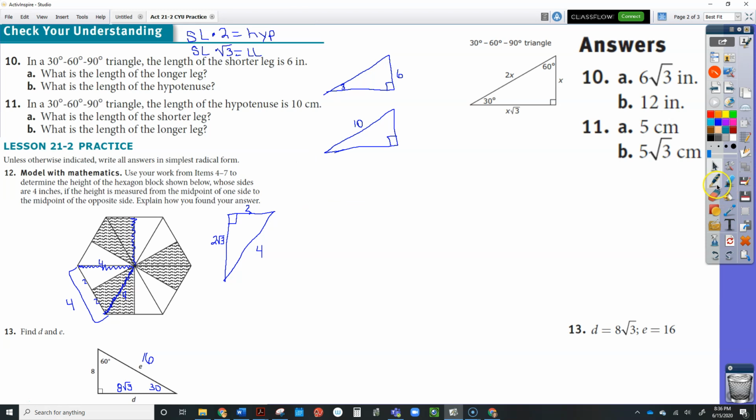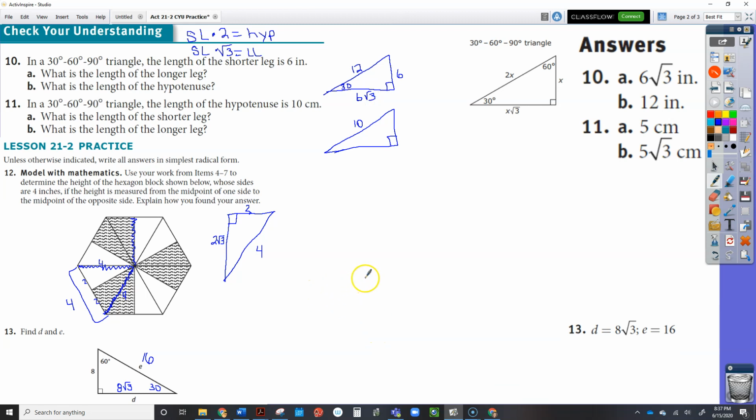So in this picture, I just drew what was given. They gave me a 30-60-90 triangle, and they gave me the short leg. So the short leg's across from the 60. Whatever the short leg is, the hypotenuse is that double. And the long leg is the short leg times the square root of 3. And most of the time, it is just that easy.